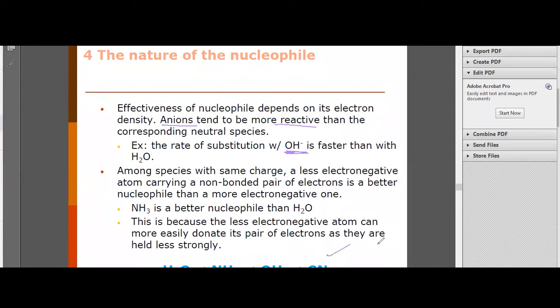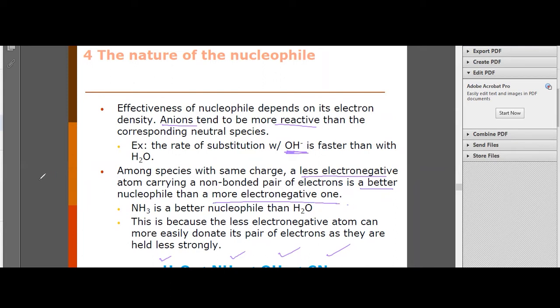In this case, CN minus is the best. The second is OH minus, and then ammonia, and then water. Why is CN minus better compared to OH minus, and NH3 better than H2O? Look here, the second explanation. Among species with the same charge, a less electronegative species is better than a more electronegative one.